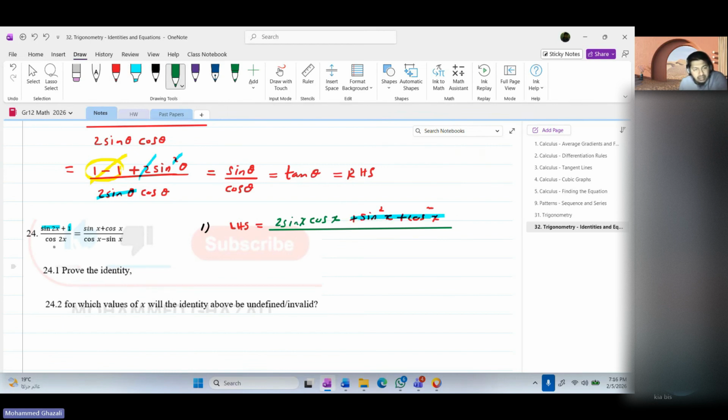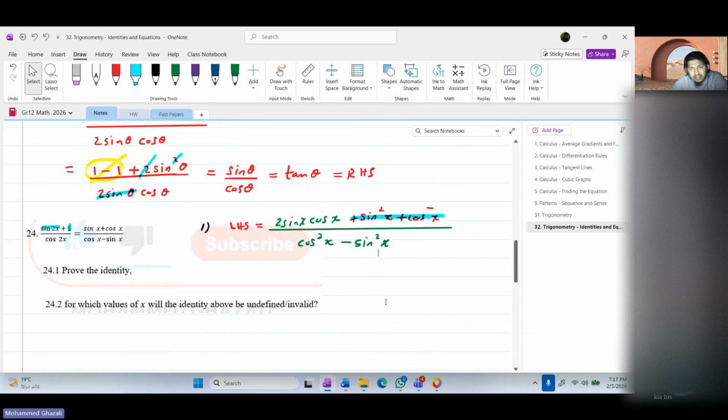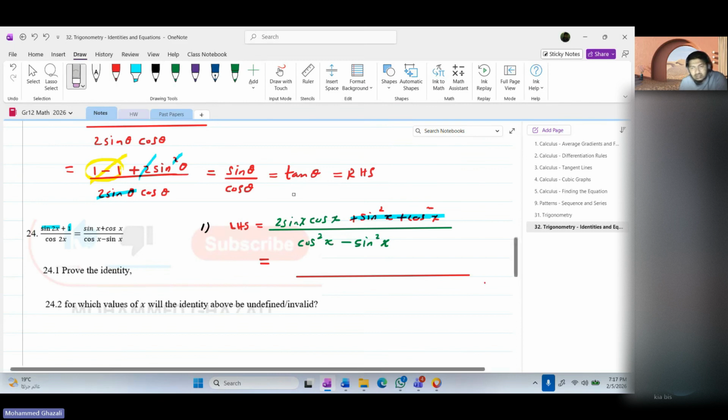Now look at the cos 2x. Because you expanded everything in terms of sine and cos, expand the cos 2x in terms of sine and cos. So that is just cosine squared x minus sine squared x. How do we know that? Look at the cosine squared minus sine squared, it is that. Now when you are trying to factorize this, it's nice. The denominator is a difference of two squares. But what about the numerator? The denominator is cosine squared minus sine squared.